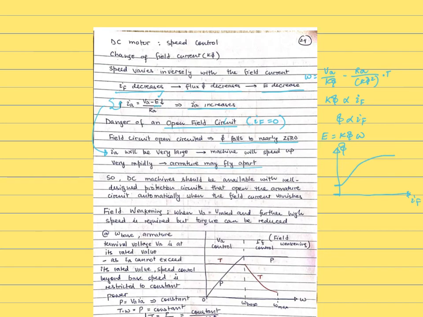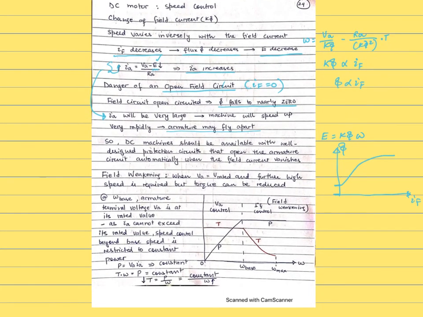Now with respect to this field as one of the methods of speed control, we use it under special conditions if we have to bring the speed above the base speed. Okay, if we have to bring the speed above base speed. And that method is called the field weakening method.